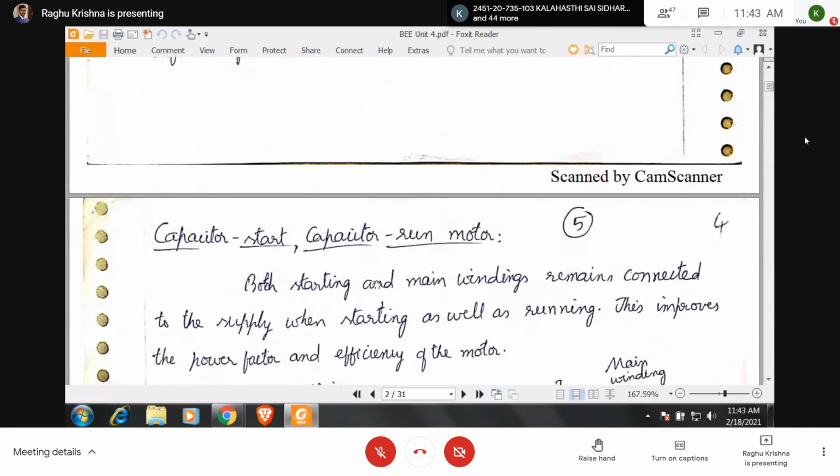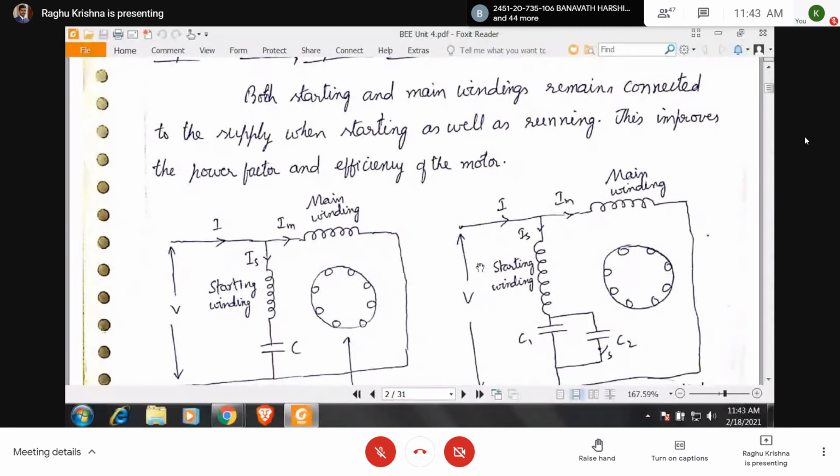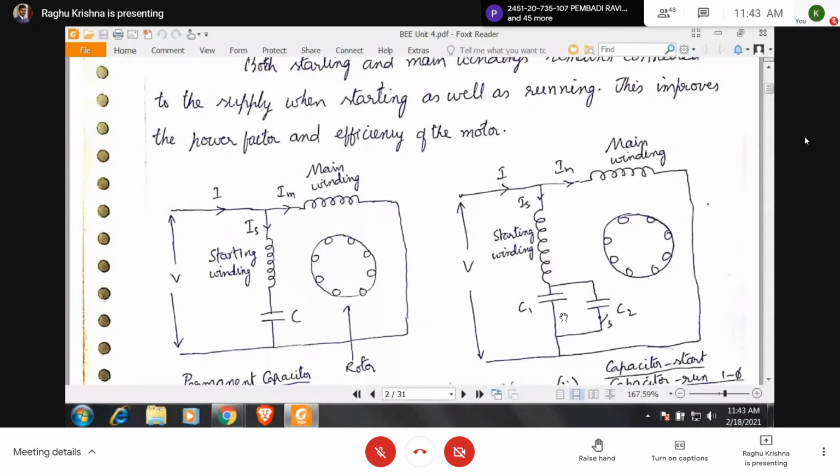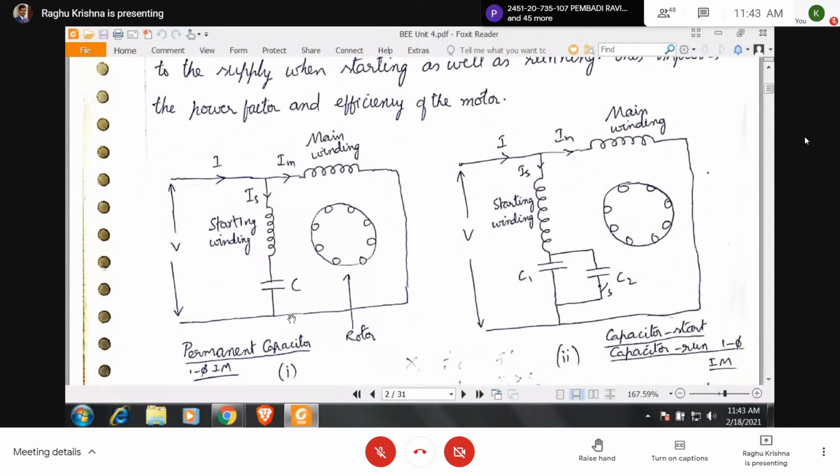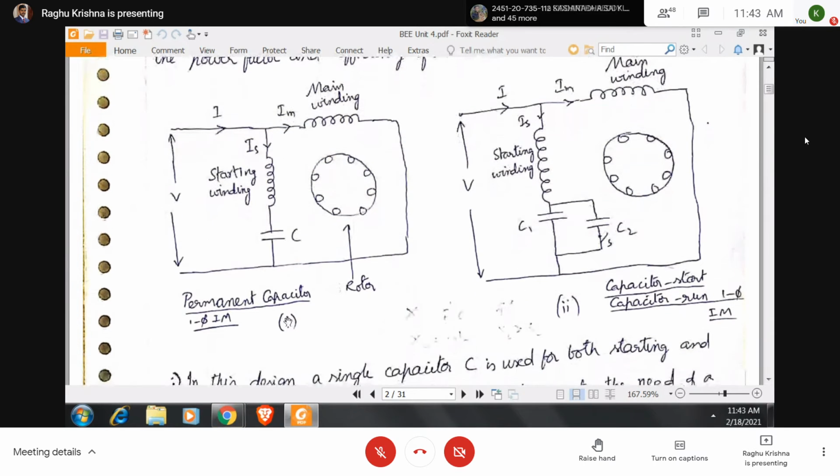So first one is the capacitor start, capacitor run motor. Let us see the diagrams of two methods. First one is the permanent capacitor single phase induction motor. For this, you can take the example of the ceiling fan.